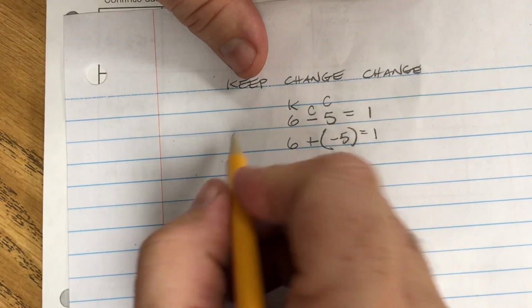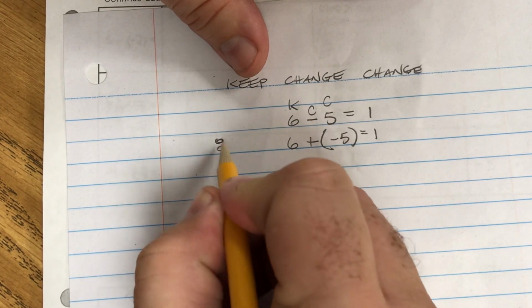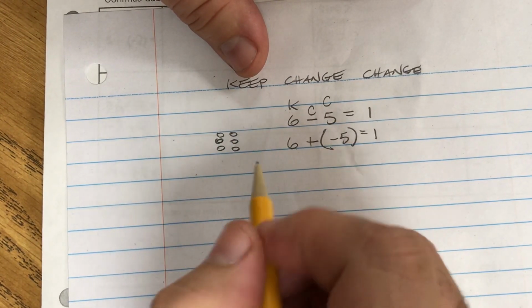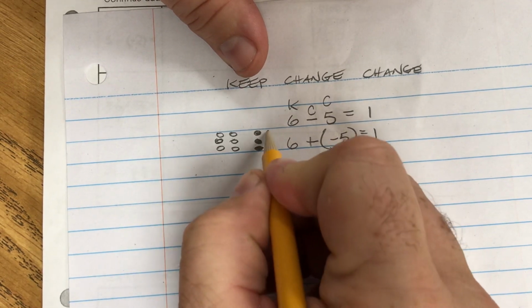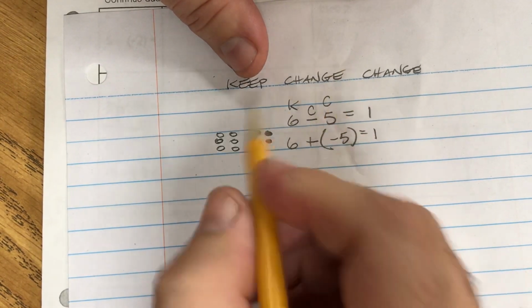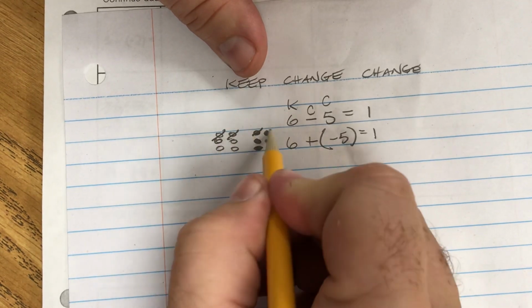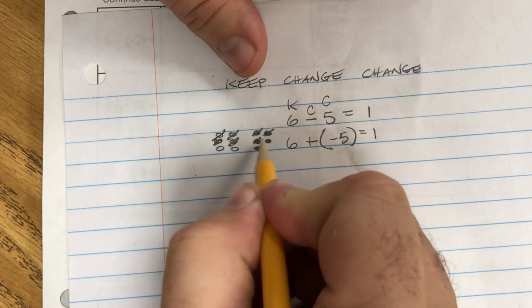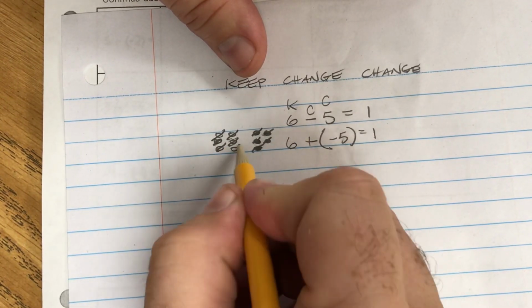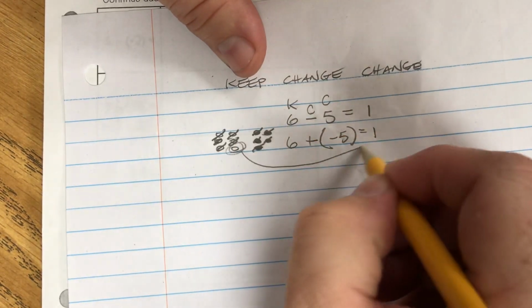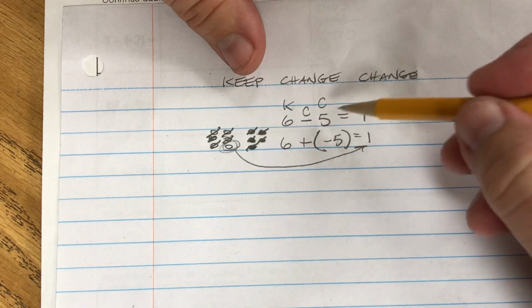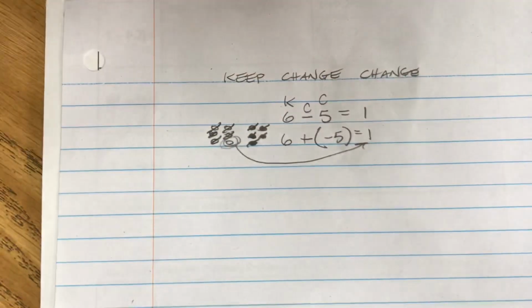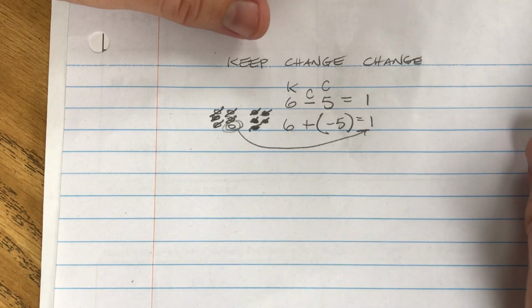And we know that's true because if you have 6 positives and you have 5 negatives, well, you're going to cancel the 0 pairs out, and you're left with one positive, which is where that one positive is coming from. We don't use keep, change, change for regular subtraction because we already know how to do regular subtraction. We know what 6 minus 5 is.